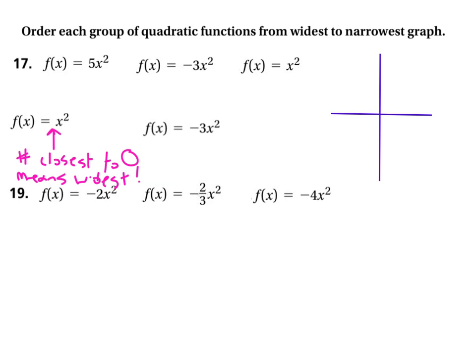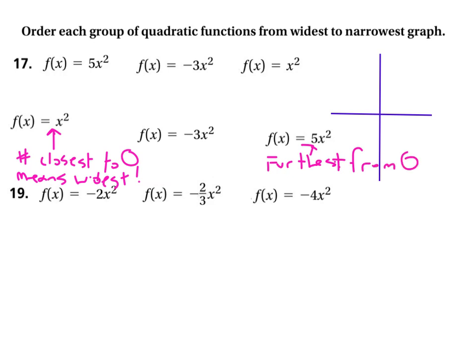And finally, oops, oh my gosh, it's not working. This one is the furthest from 0, and so I can say furthest from 0 means narrowest. So that's the order of those.